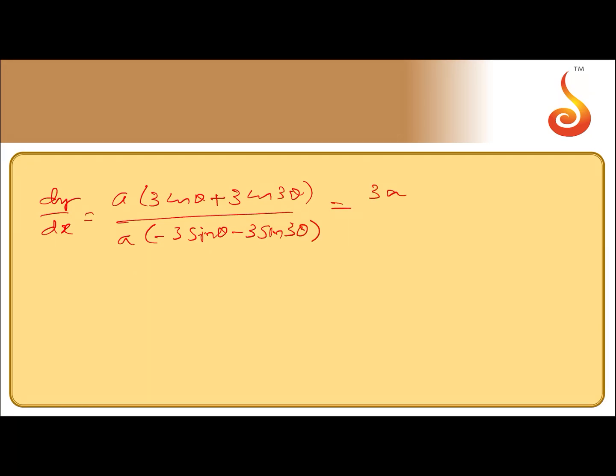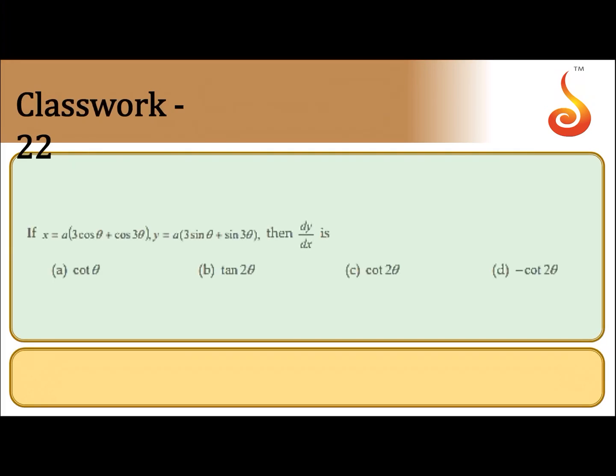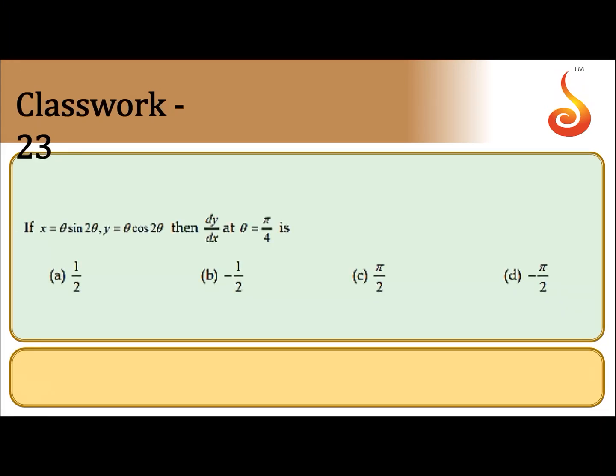So minus 3, of course you can have a common 3a, multiply by cos theta plus cos 3 theta, divided by minus 3a multiply by sin theta plus sin 3 theta. Using transformation formula, this is minus cot of the average of angle, 3 theta plus theta, 4 theta by 2, nothing but 2 theta. So the answer is equals to minus cot 2 theta. So answer is D.